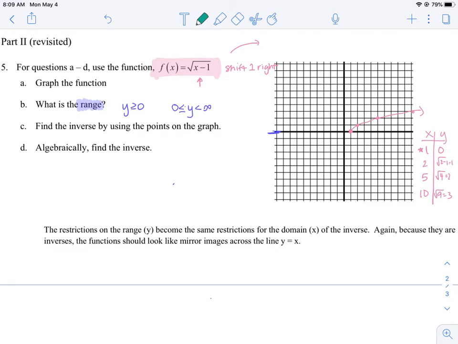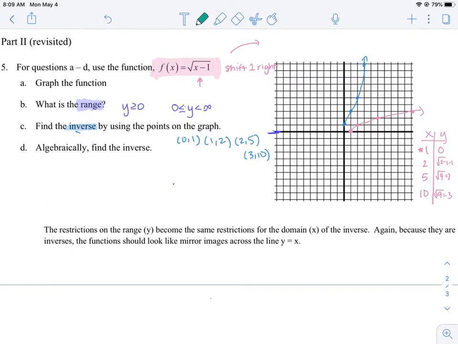All right, so now it says find the inverse by using the points on the graph. Well, let's find our inverse. I'm going to use a different color. We'll use a little blue. So we're going to find the inverse. And we're just going to steal our points. So instead of 1, 0, we're going to use 0, 1. Instead of using 2, 1, we're going to use 1, 2. So you're just going to reverse everything there.